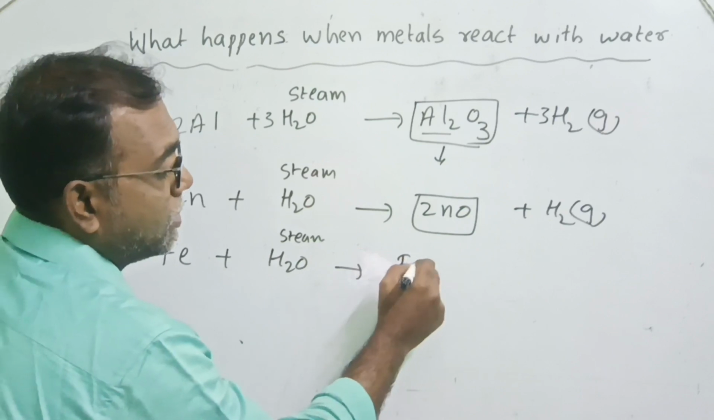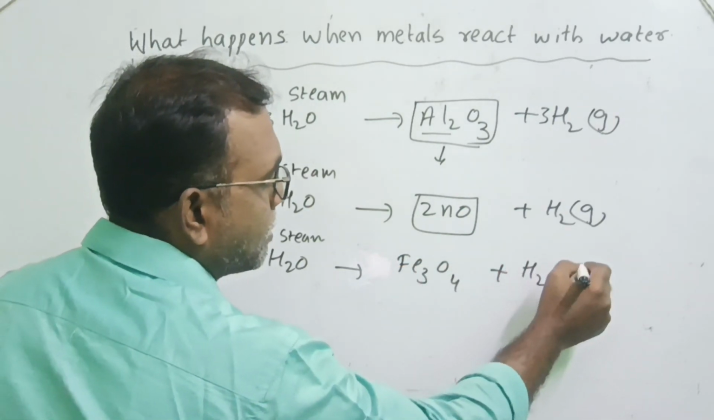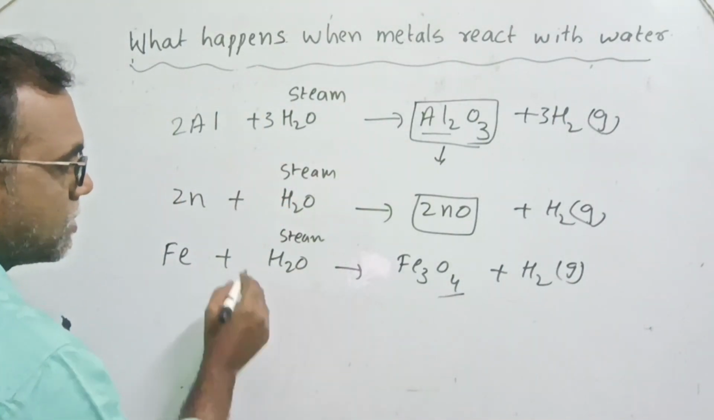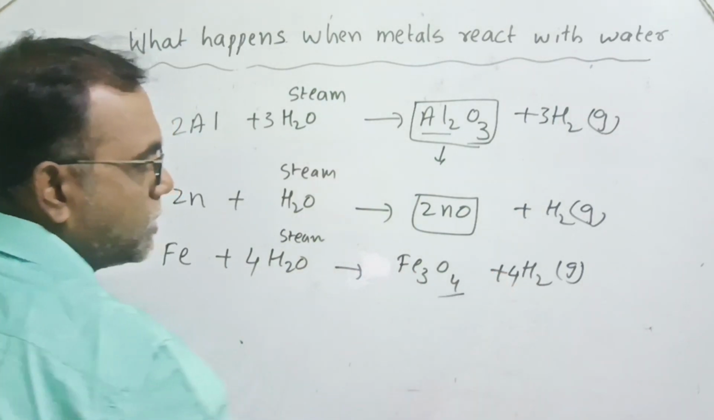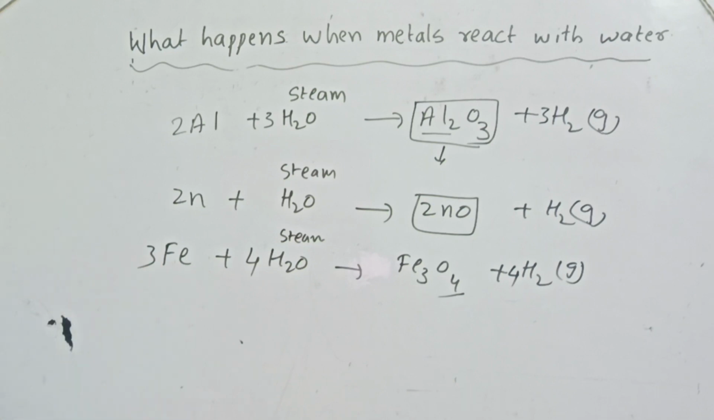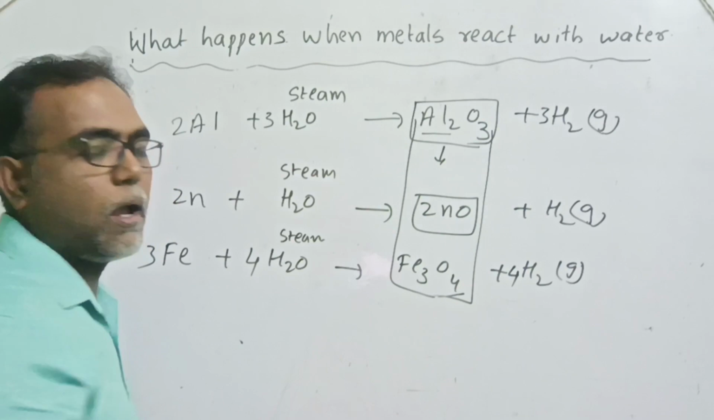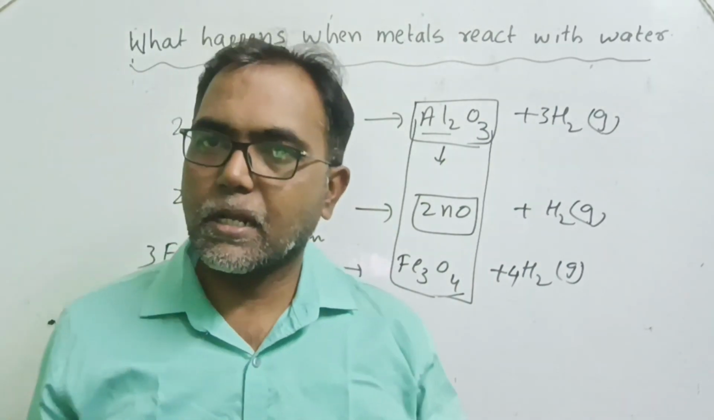It gives Fe3O4 and releases hydrogen gas. Okay, so let us balance oxygen atoms. Here 4 oxygen atoms are there, so make it 4. 2 4s are 8, so make it 4 here, and 3 iron atoms are there, so 3. The reaction is balanced. So all these three metal oxides are amphoteric in nature, which means they show acidic nature and basic nature also.